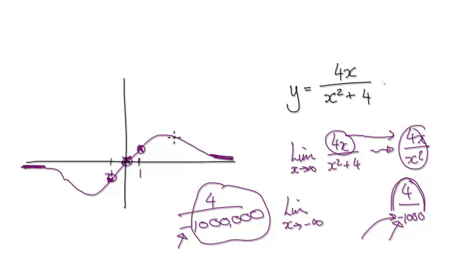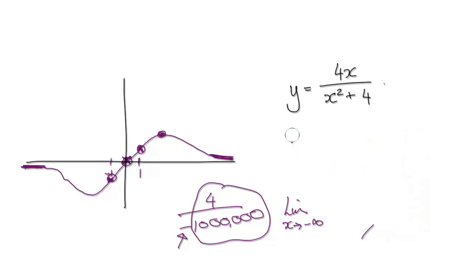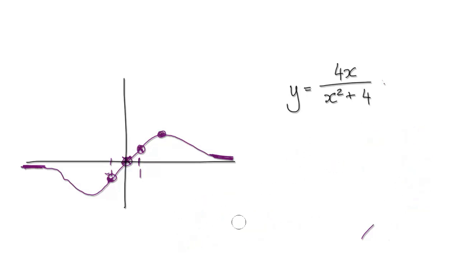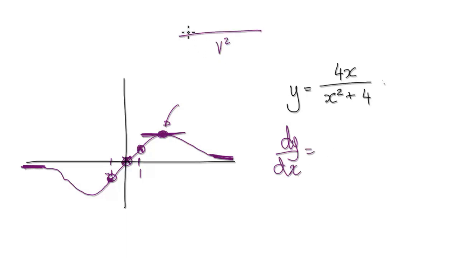Let's try and locate this point here, the local maximum. If you want to find that point there, then differentiate this, because at this point the gradient will be flat. It means the gradient would be 0. So find dy by dx, so differentiate this. You've got to use the quotient rule now: v squared, then v u prime minus v prime u.